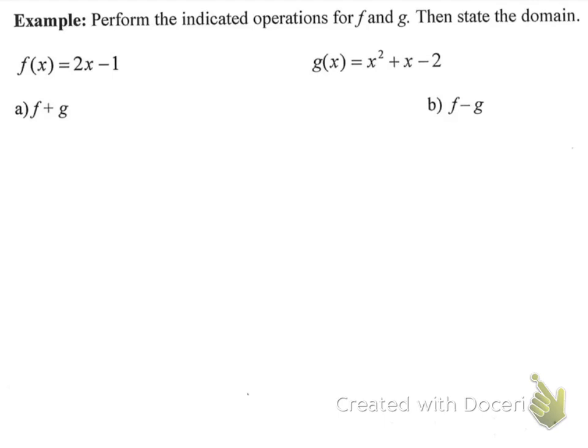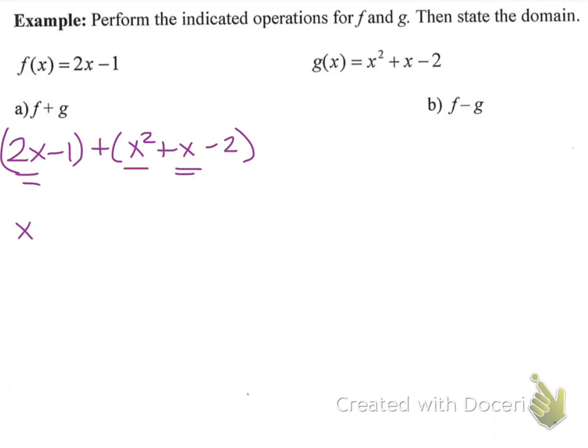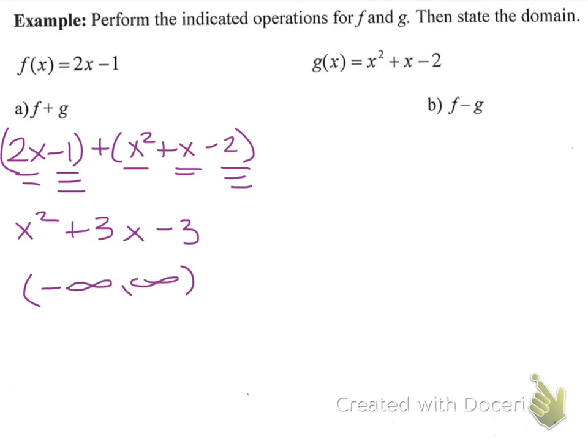So for the letter A, they want you to add the two equations. So I have 2x minus 1, and I'm adding it with my x squared plus x minus 2. Because nothing's in front of the parentheses, I can drop the parentheses, and we're just combining our like terms. So I will have an x squared, plus 3x, and then here that'll combine to be negative 3. I have no fraction, I have no square root, and therefore the domain would be negative infinity to infinity.